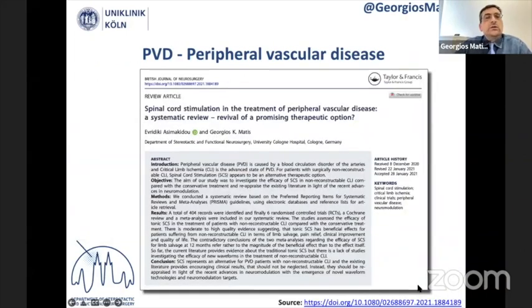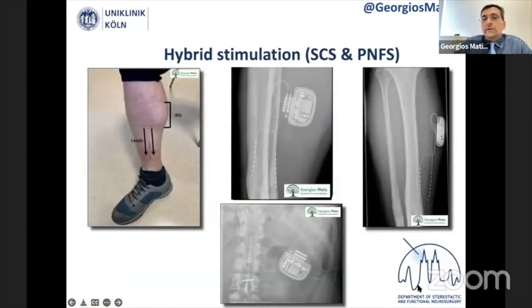If you are interested in this topic, you could read our review article published in the British Journal of Neurosurgery on spinal cord stimulation and PVD. Please keep in mind that spinal cord stimulation could be used at the same time or combined with peripheral nerve stimulation. This is an example of a patient who had a bicycle accident. You can see where the problem was on the left picture. You can see the scar.